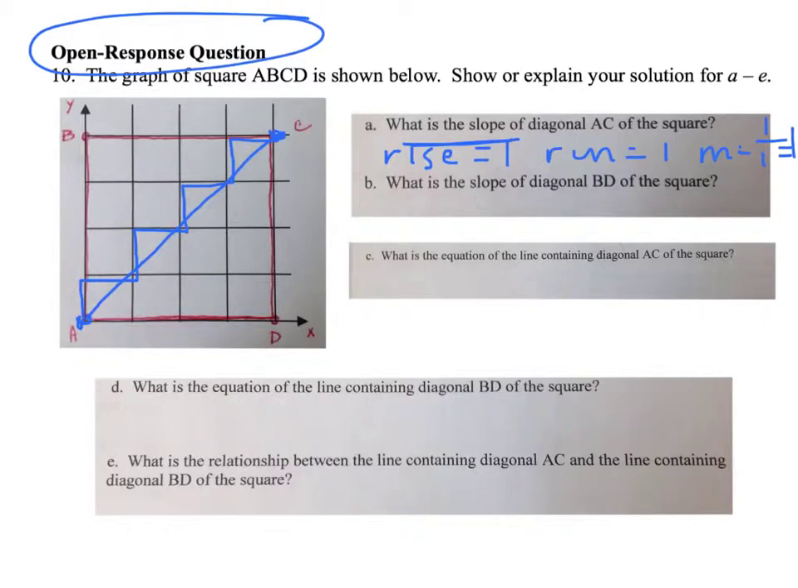Part B, just change my color. What's the slope of the diagonal BD? So if I look here, here's B, here's D, and I'm looking for the slope of the diagonal. So I'm going to draw that diagonal.